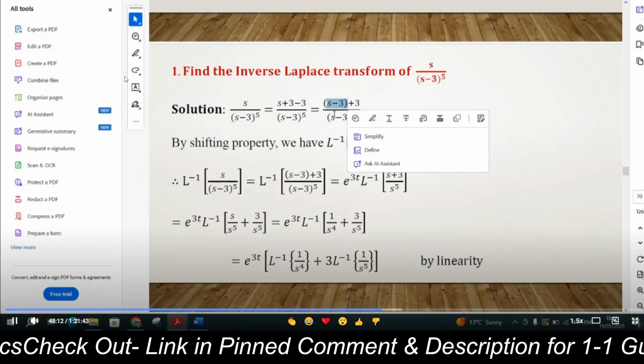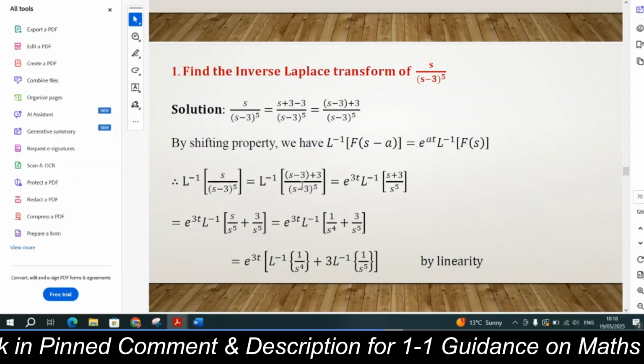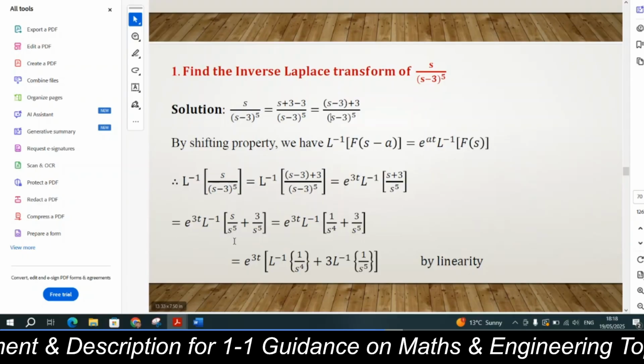Let's move on to some problems. So you have the inverse Laplace transform of s upon (s minus 3) raised to 5. We are writing it in terms of s minus 3 so that we can use the shifting property.